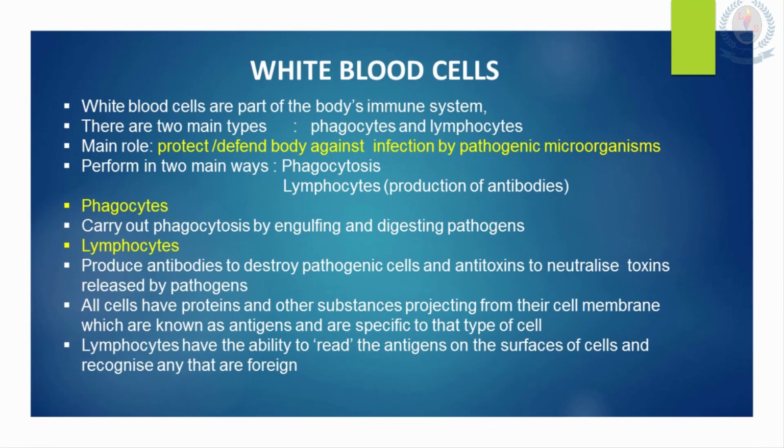Now we will see about white blood cells. White blood cells are part of the body's immune system. There are two main types of white blood cells, as I told you earlier, phagocytes and lymphocytes. Their main role is to protect or defend the body against infection by pathogenic microorganisms, and they perform this protection in two main ways, by phagocytosis and by lymphocytes, that means production of antibodies.